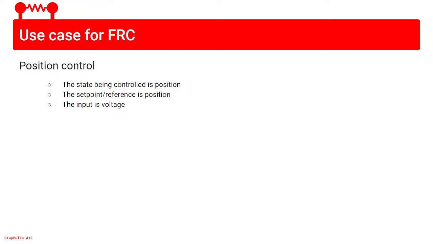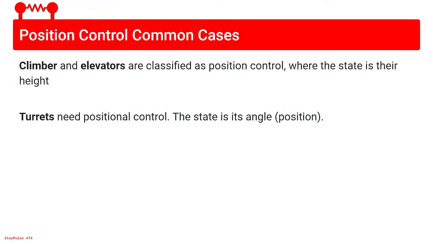I kind of mentioned this through the examples I was giving, but it's just controlling the position. The state is a position, it could be meters, and your reference will then also be meters. Your input to the motor is usually voltage, and that's what your control algorithm will calculate. A common case is the elevator, where the state is the height. Turrets also need position control, and their state is an angle, which is still a position.